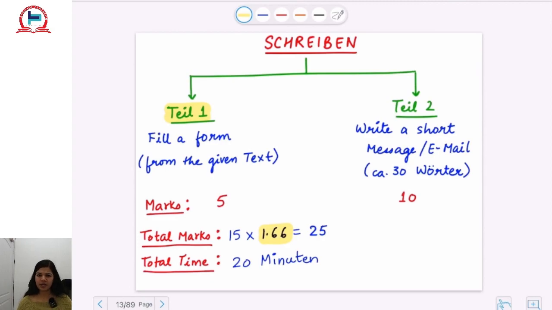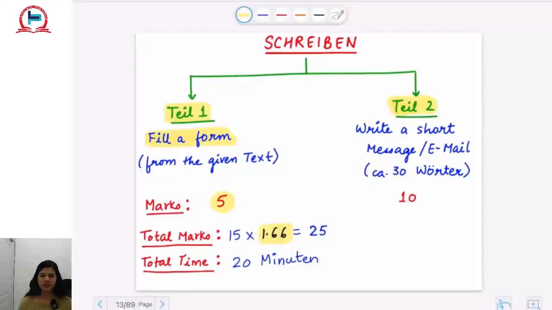All the information is given already. You just need to use that information and fill a form. So this Teil is very easy to do, and that is why it is only for 5 marks. Moving on to Teil 2.